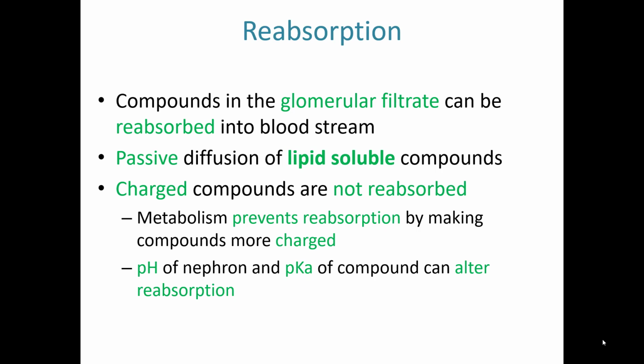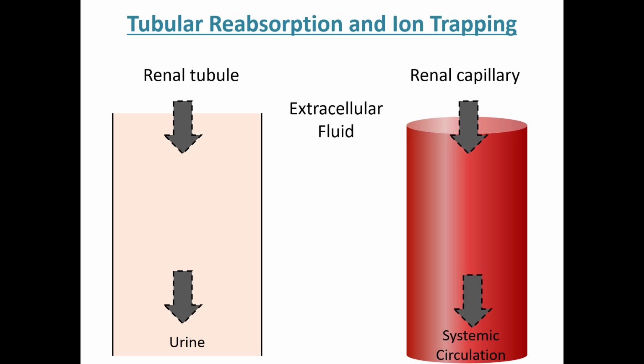You will remember in the metabolism videos that we talked about how metabolism can make compounds more easily excreted by making them more polar. If metabolism makes a drug more polar, it will not be reabsorbed from the tubular fluid, and a greater amount will be eliminated. Also, the pH of the nephron and the pKa of a specific compound can alter reabsorption because they influence the compound's ionization state. The principle that causes charged compounds to become stuck in the renal tubule is known as ion trapping. But first, let us look at what happens to an uncharged or lipophilic compound.